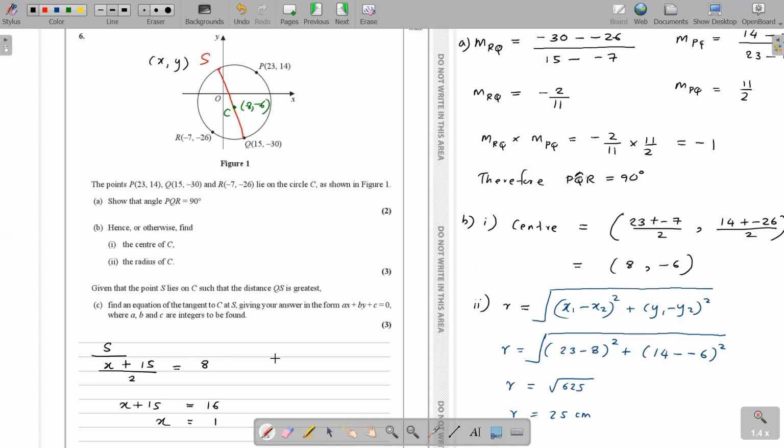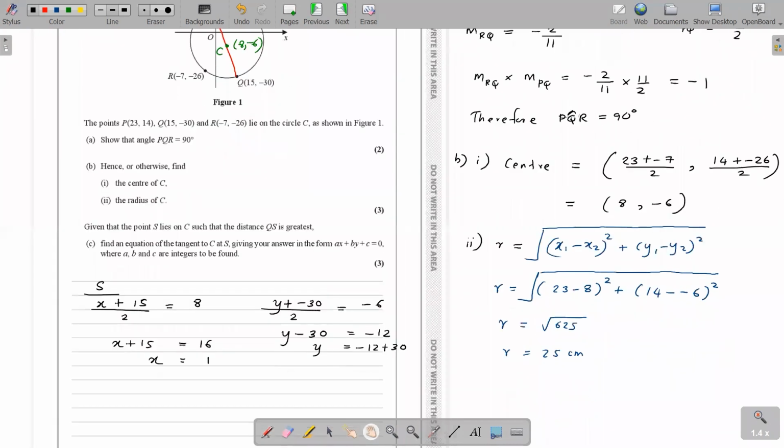And then get the Y coordinate of S. For Y, we have to add the minus 30 and divide by 2. Add the two corner coordinates and divide by 2 and you get the center coordinate, which is minus 6. So y plus minus 30, 2 into minus 6 is minus 12. y equals minus 12 plus 30. So y equals how much? 18. y equals 18. So your point has coordinates (1, 18). Are you clear with that?